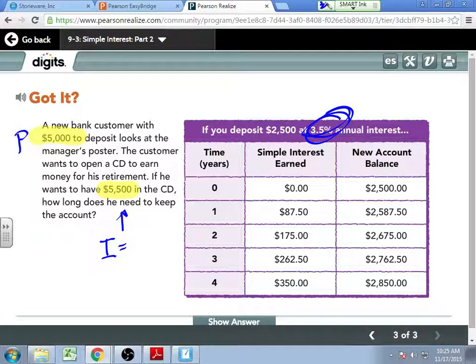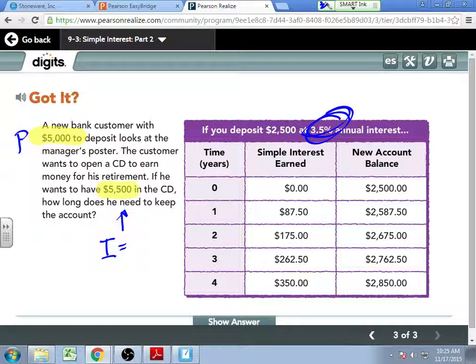I want to see if you guys can solve this. So take a minute, try to do this on your own. Did we already finish it? Write out your formula. Write out everything you know.